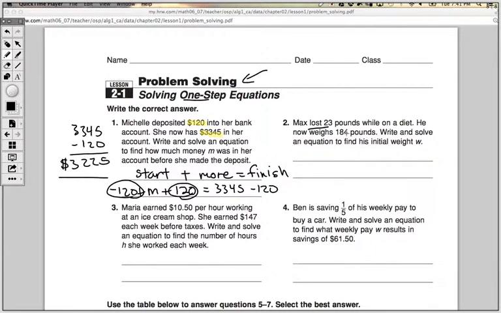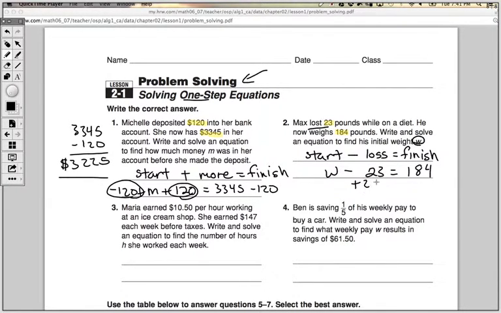That's cool. Right on. Max lost 23 pounds while on a diet. He now weighs 184. So this time, if we do a starting amount minus his loss, that gives our finish. So now we've got a subtraction happening. He lost 23 pounds, and now he's 184 pounds, and that's what we're finishing at. So he started with some number, took away 23, and he got 184. How much do we start with? We don't know, but it's telling us to use the letter W. So there we go. That's an equation for us.